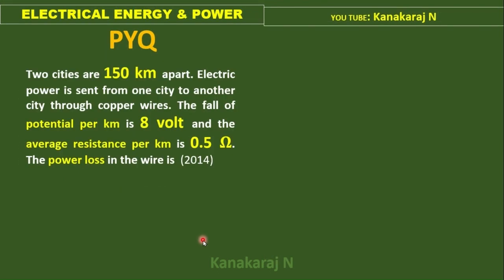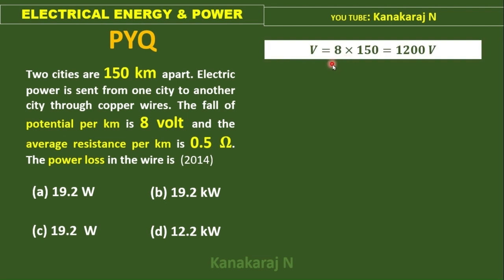Two cities are 150 km apart. Electric power is sent from one city to another city through copper wires. The fall of potential per kilometer is 8 volt and the average resistance per kilometer is 0.5 ohms. The power loss in the wire.